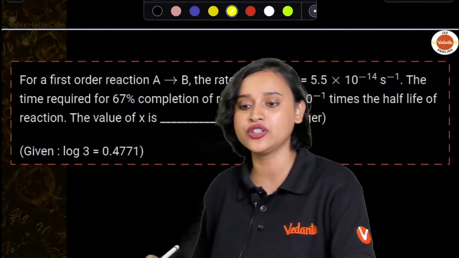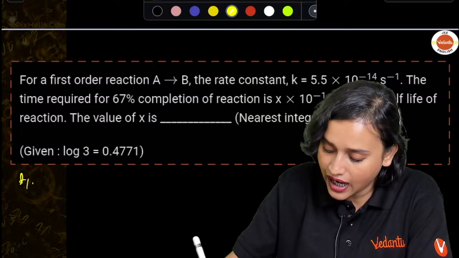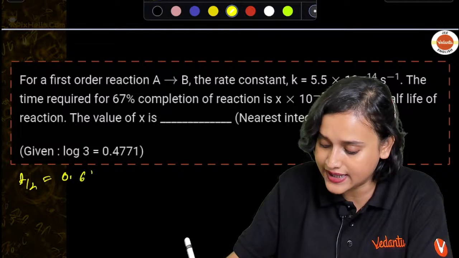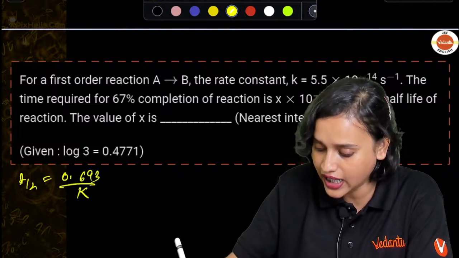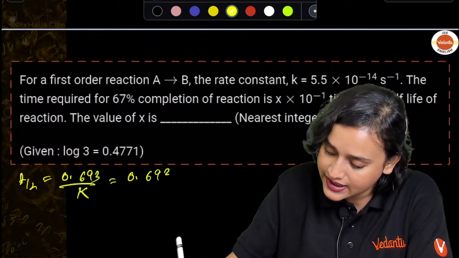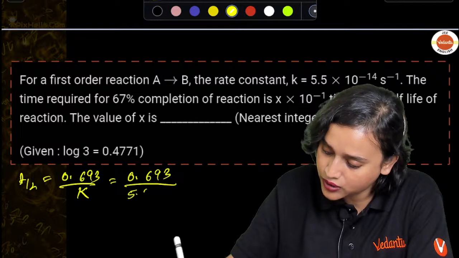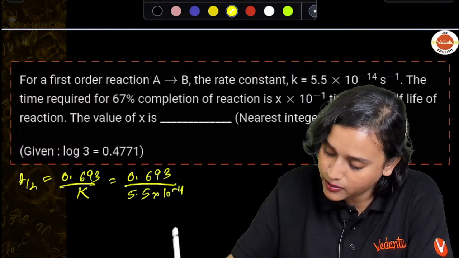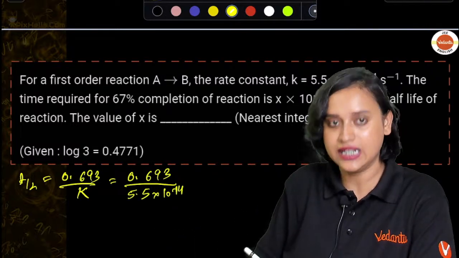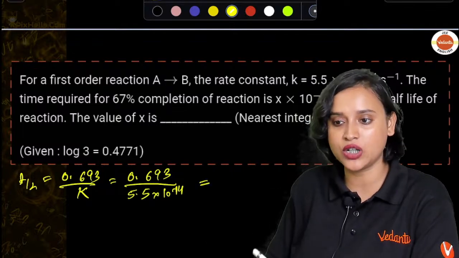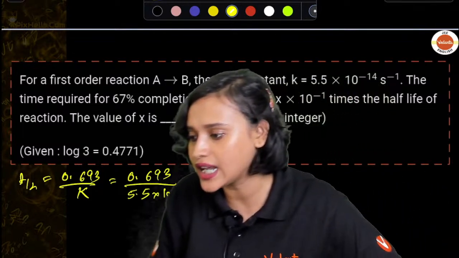Okay, so what are we going to do? We all know that T half is equal to 0.693 divided by K. So that means 0.693 divided by, you can put the value of K, 5.5 into 10 to the power minus 14, isn't it? Calculate this, everybody, and tell me what is the answer.